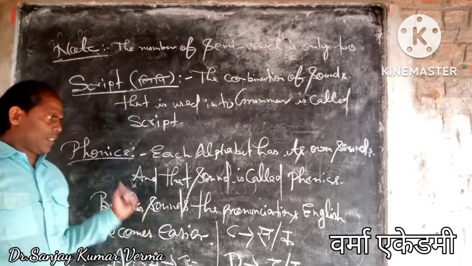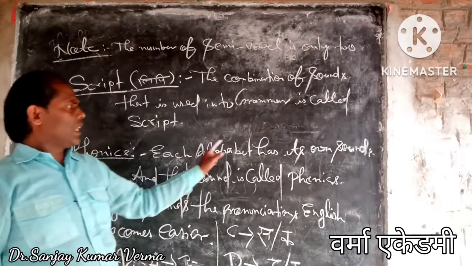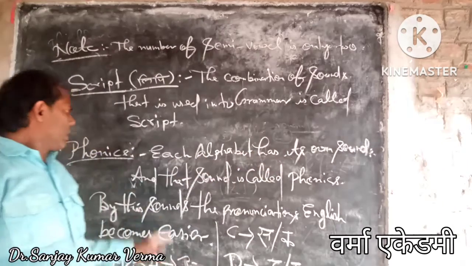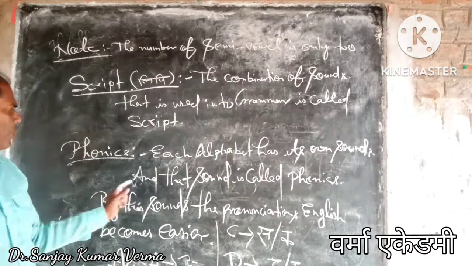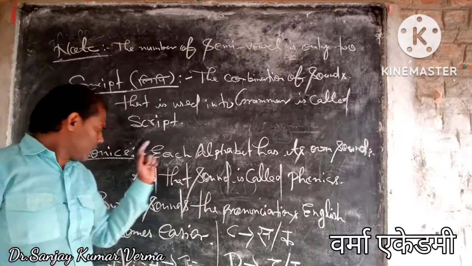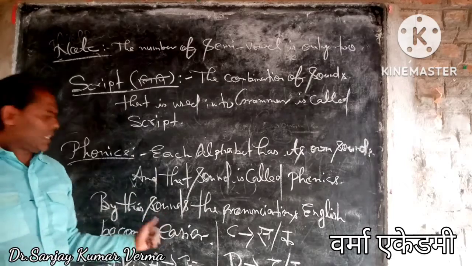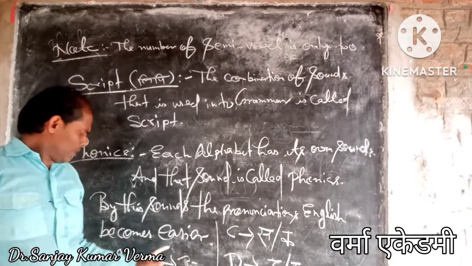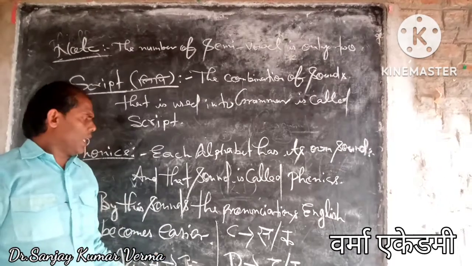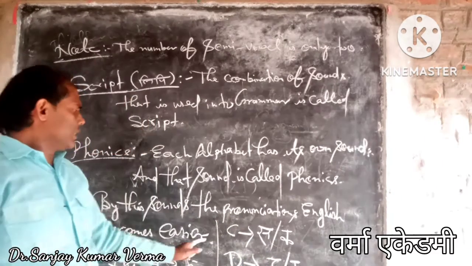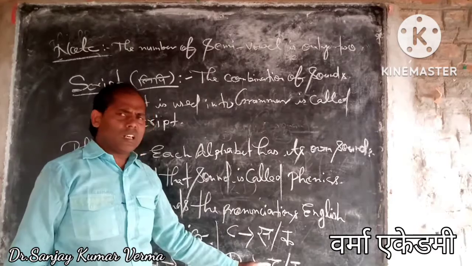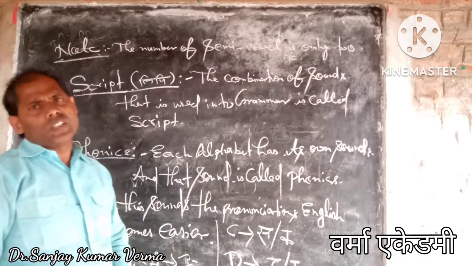Once again, try to understand. Each alphabet has its own sound, and that sound is called phonics. By these phonics, the pronunciation of English becomes easier, as A means A, B means B, and C means S or K, D means the, etc. Okay.